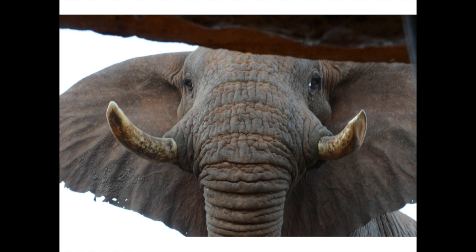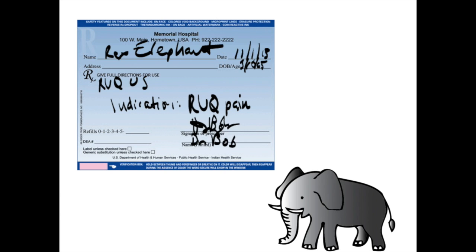So as we go through this diagram today, what we're going to be doing is following Rex. Rex is an elephant, and he's pictured here on your screen. Rex has an unfortunate problem in that he has some right upper quadrant pain. And so Rex visits his doctor, and his doctor says, well, you might have gallstones, so let's go ahead and get a right upper quadrant ultrasound to see if that's the issue. So Dr. Bob writes out an order for Rex and basically hands it to him.